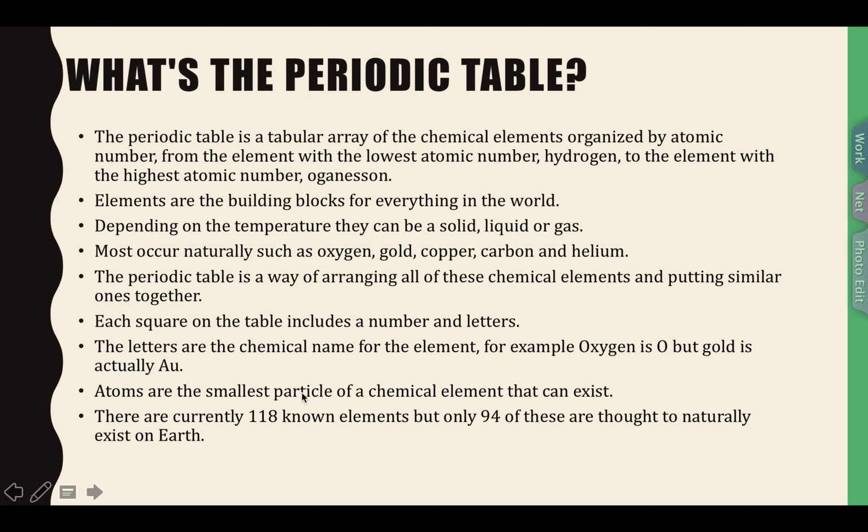Atoms are the smallest particle of the chemical elements that can exist. There are actually 118 known elements, but only 94 of these are thought to naturally exist on Earth, while the others have been made in science labs.